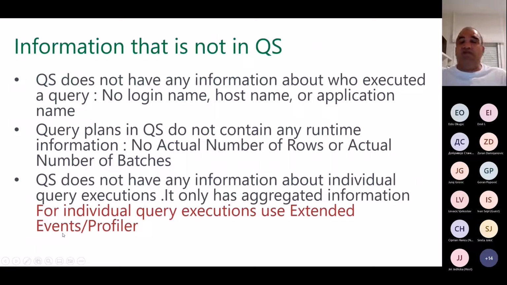Query Store does not have any information about who executed the query, no login name. Query plans do not contain any runtime information, no actual number of rows or actual number of batches. Query Store does not have information about individual query executions. It's only aggregate information, only aggregations. If you want individual query execution plans, you should use Extended Events or Profiler.